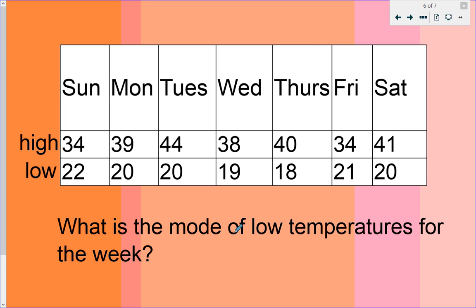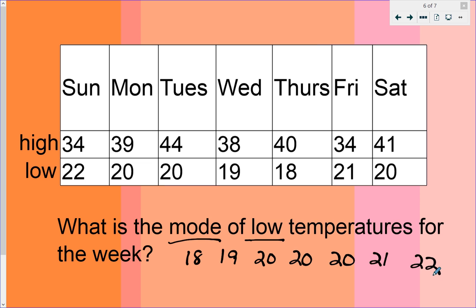What is the mode or the most often seen temperature of the lows for the week? So mode, most often seen temperature, low. Okay, so I'm looking at the lows. I put those in order. 18, 19, 20, 20, 20, 21, 22. Now you can probably tell just by looking at it that I put them in order from least to greatest, just in case we miss something.